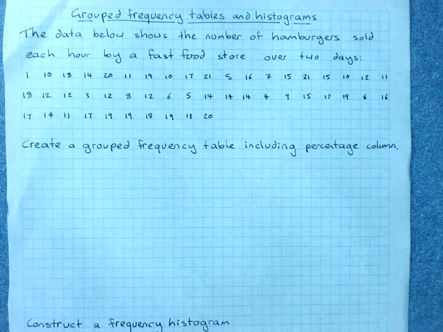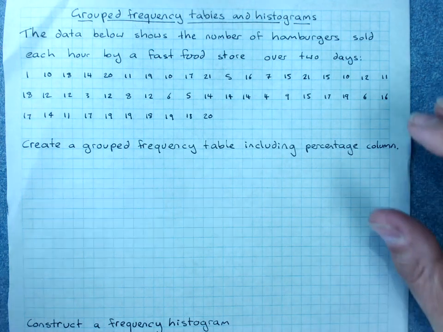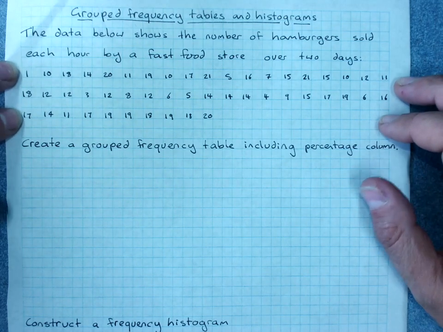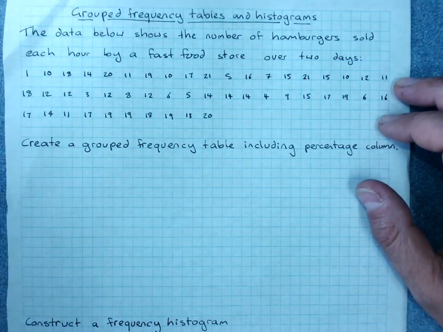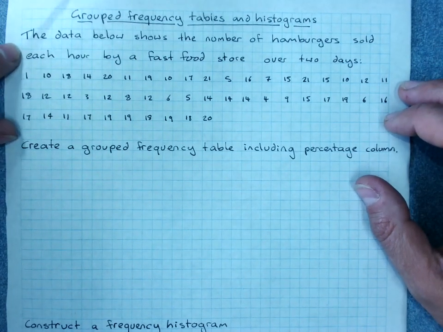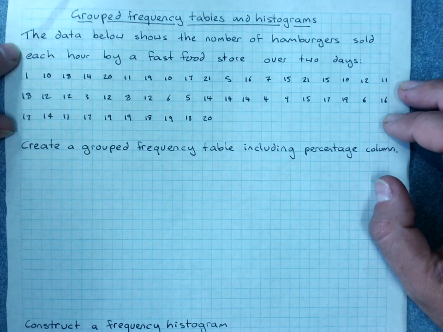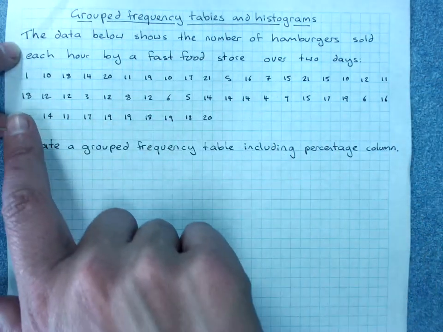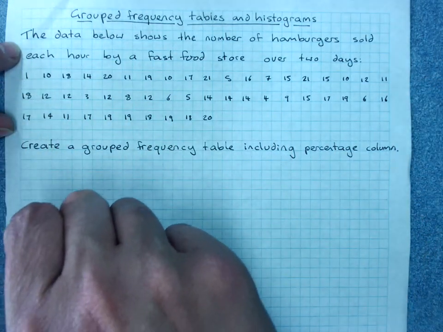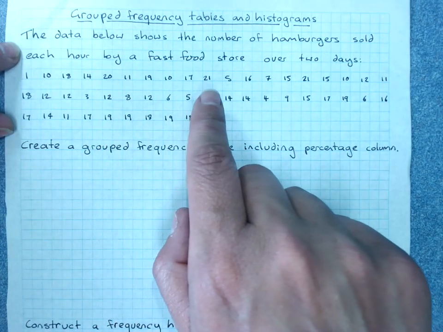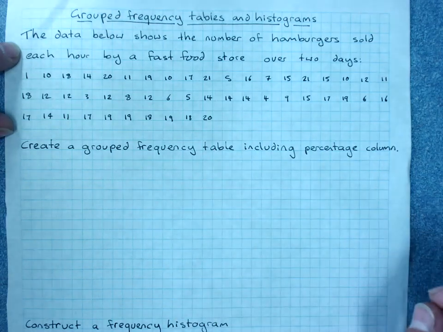Grouped frequency tables and histograms. Do feel free not to write out this data if you don't want, but you will need to write the answers that I'm doing. So this data shows the number of hamburgers sold each hour by a fast food store over 2 days. And quickly scanning it, we'll see that there was 1 in an hour. We've got a couple of 20s, 21, nothing higher than 20.